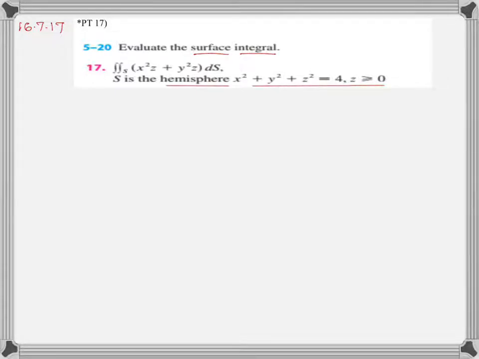over S, and S is the hemisphere given by the equation x squared plus y squared plus z squared equals 4, which has the center at the origin and radius 2. As z is given to be greater than or equal to 0, it is the upper part of the hemisphere.